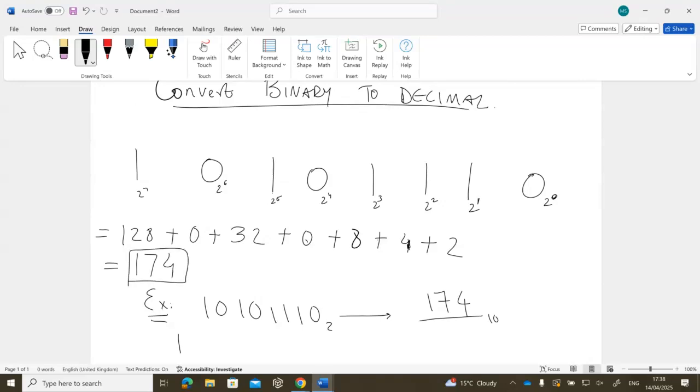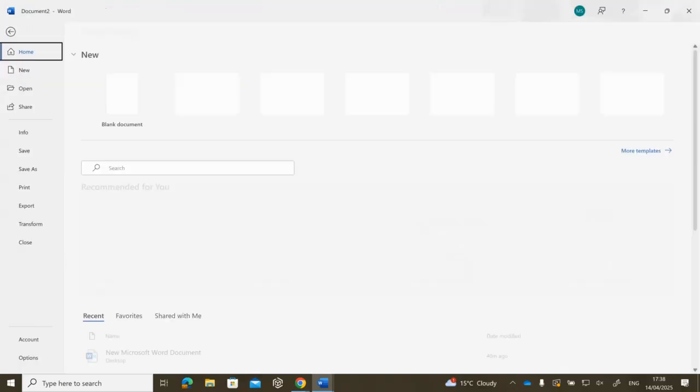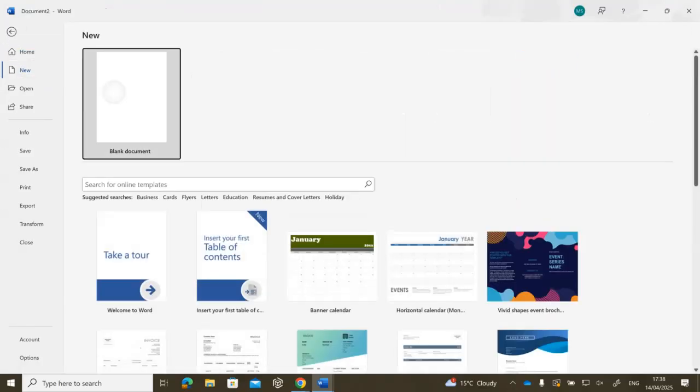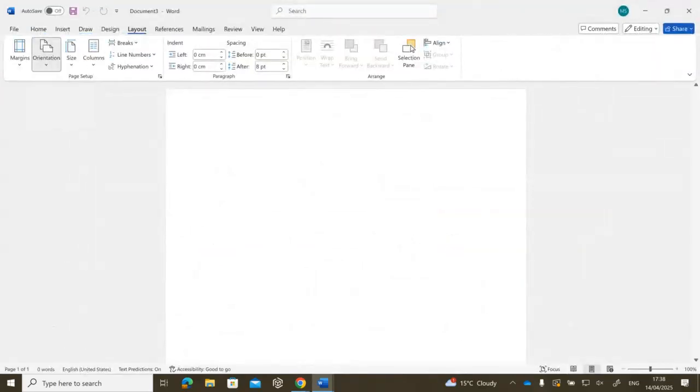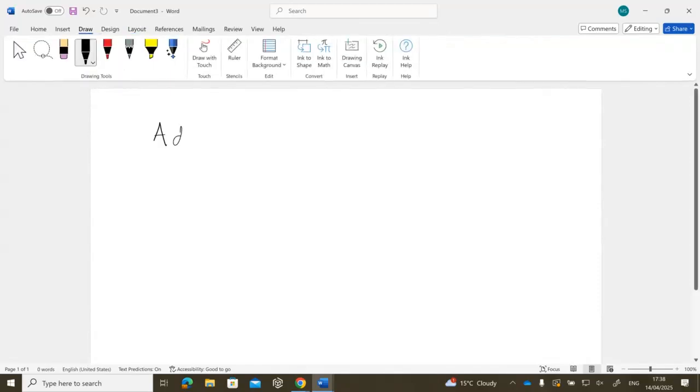This is how we solve. Okay, well done. Any questions? Should we move on? Okay, the next thing will be adding binaries.